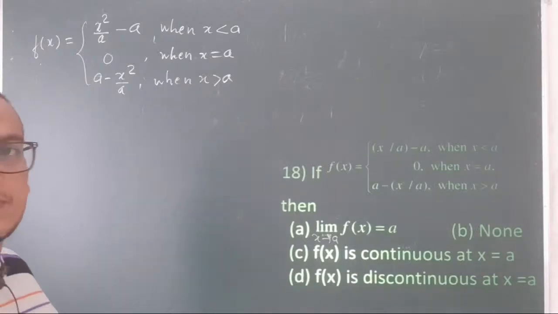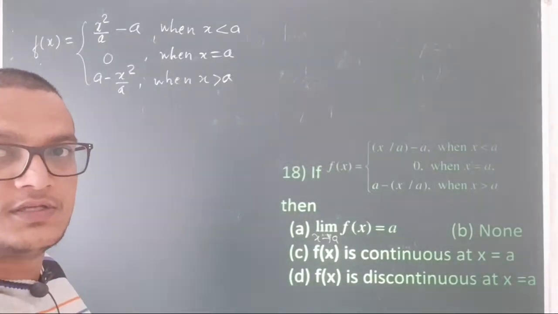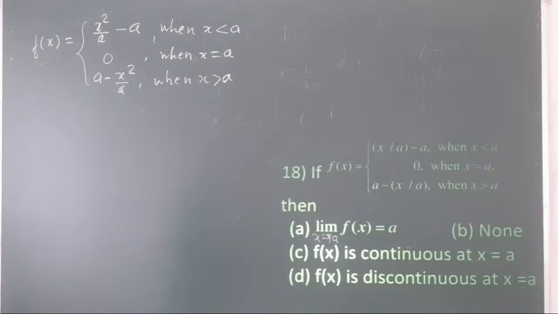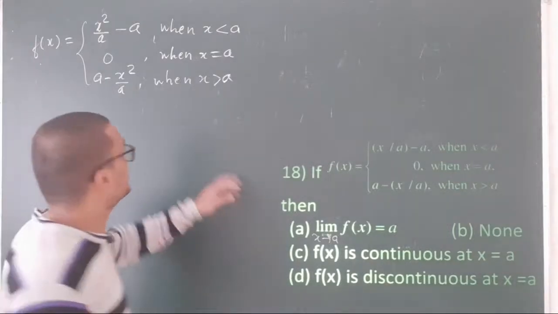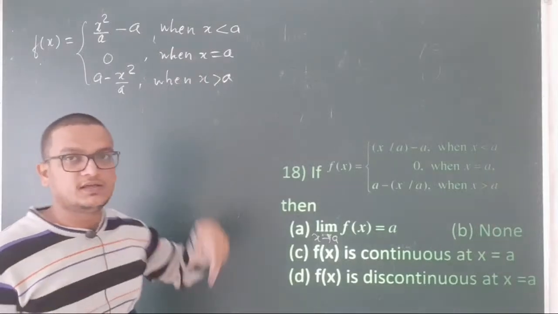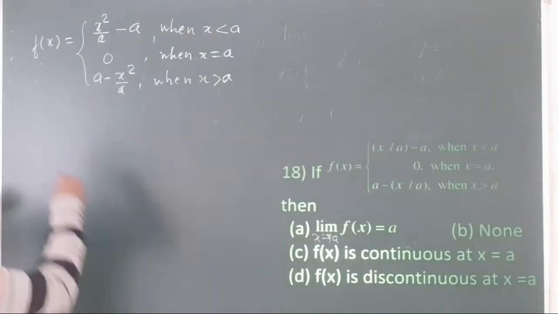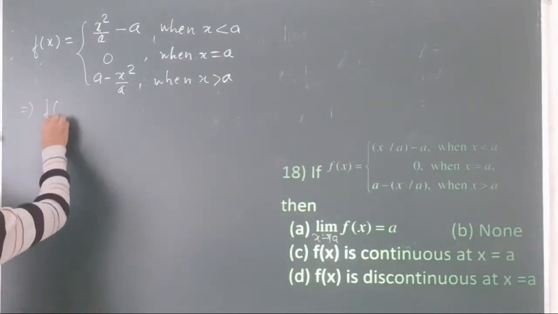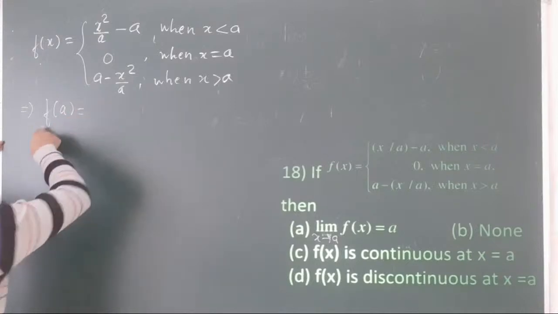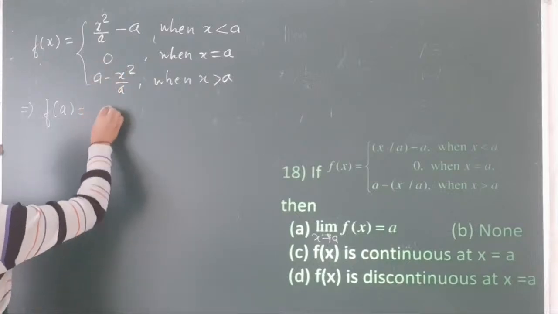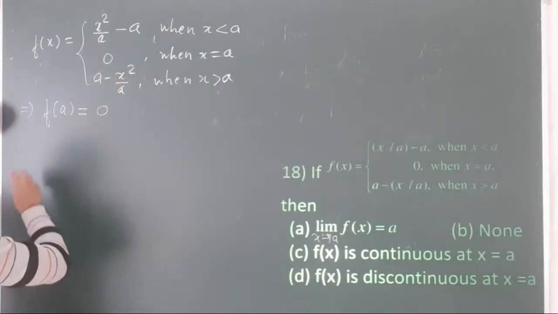So whether this function is continuous or discontinuous, the other options will be satisfied. Again, the function is defined in the form of less than and greater than. In that case also we have to use the LHL and RHL definition. First let us take f of a. f of a means at x is equals to a, so f of a value will be 0.